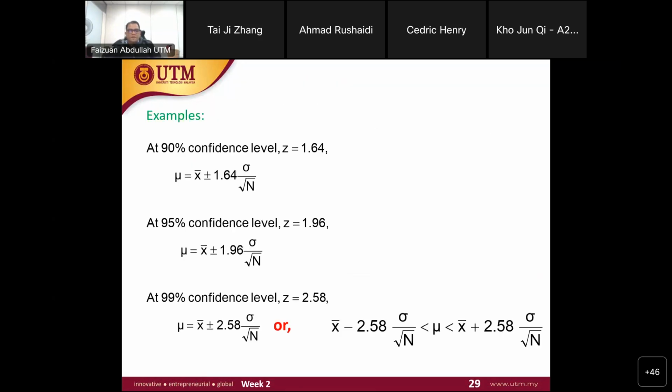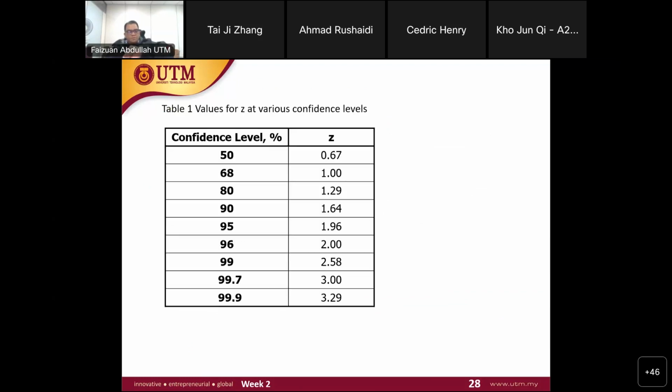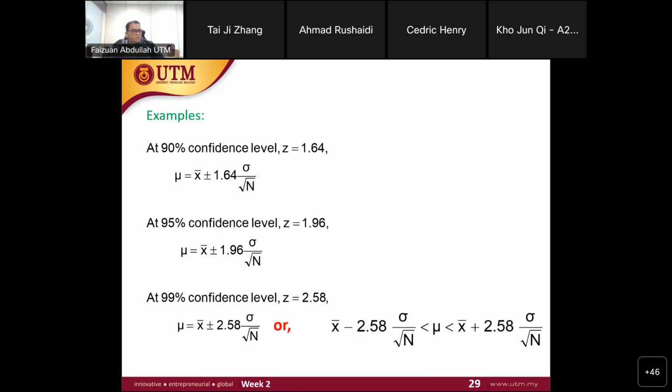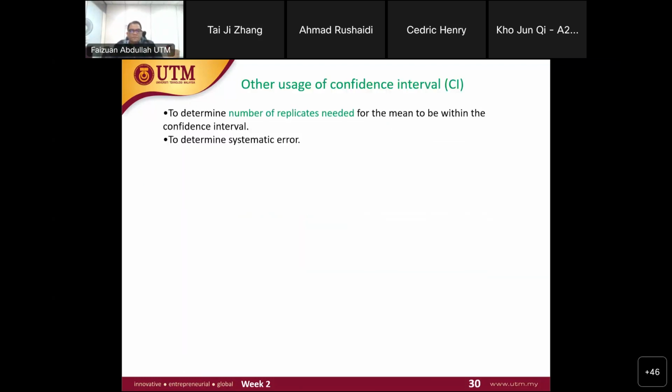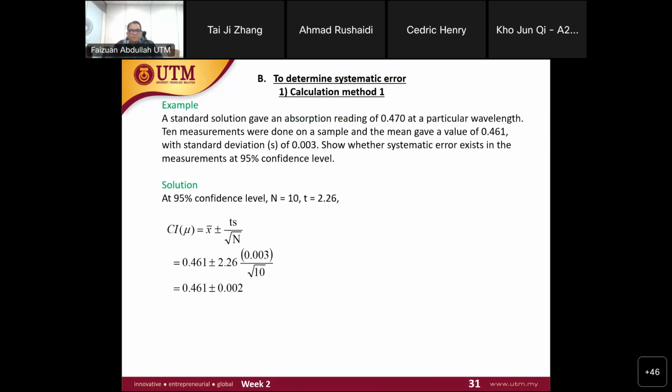And then we have another example there. Okay, now we are close to 10 a.m. 5 minutes more. You can see other examples of confidence interval.